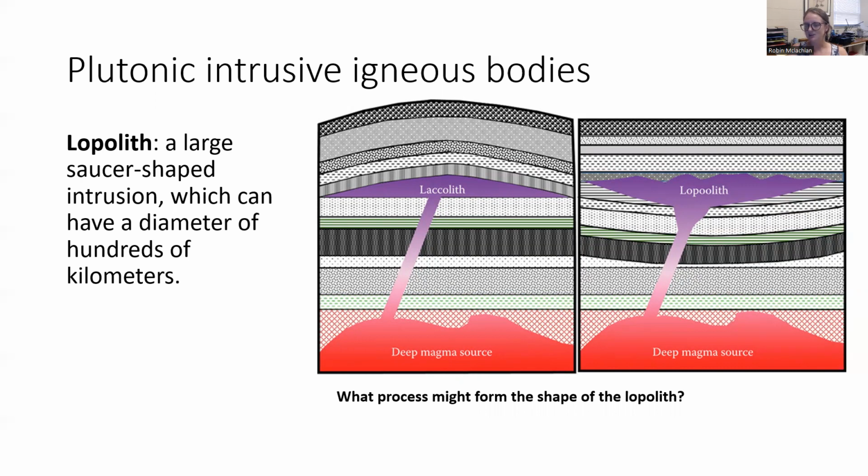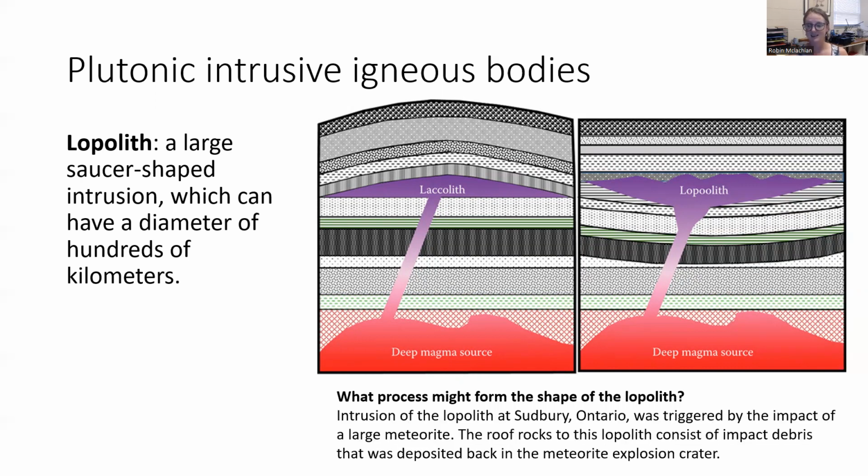Well, this is actually pretty cool. There's a few different ways that we think these can form, but one of the most common ways is through meteorite impacts. So for example, there's a lopolith up in Ontario, Canada, that we think was triggered by the impact of a large meteorite. And we think this because you can actually see impact debris on the roof of the lopolith, which makes us think that it was formed by a meteorite explosion crater.